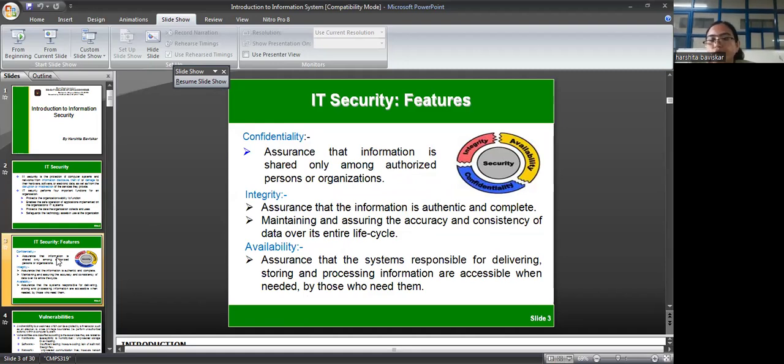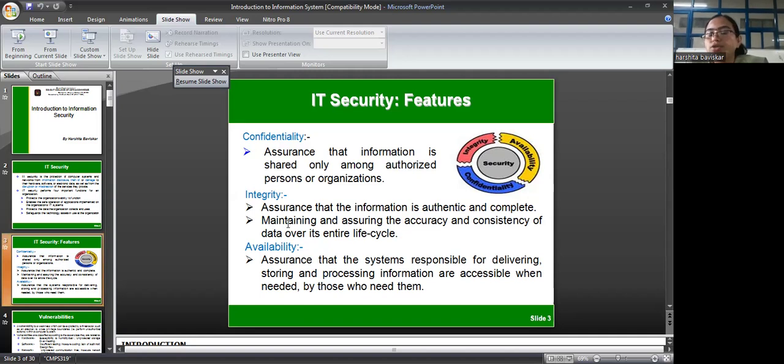Now, what are the features of IT security? There are several features of IT security. Basically, it is classified into four categories. First one is confidentiality. Second is integrity. Third is availability. And the fourth one is security. So first is confidentiality. Now, what do you mean by confidentiality?